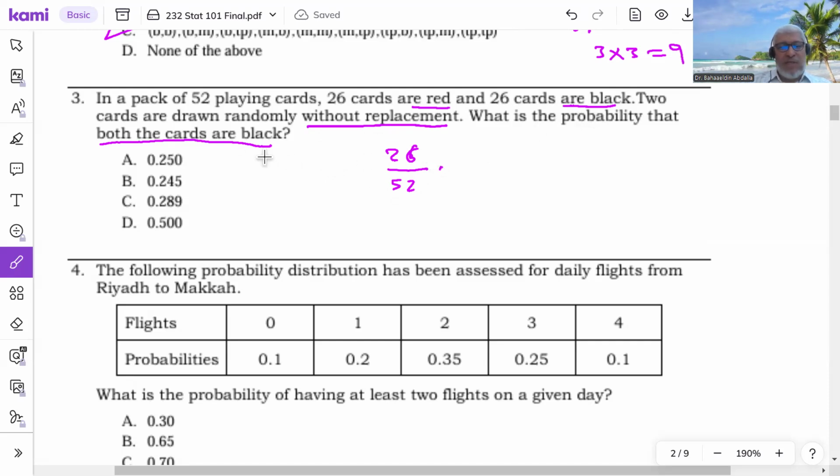Now, what is the probability that the second card is also black? Now, how many cards are there? 51 because we selected one. And how many black cards? 25 because we selected a black card the first time. So this would be the probability. That's the answer. And if you multiply this using the calculator, you will find that the answer is 0.2451. So this is the correct answer.